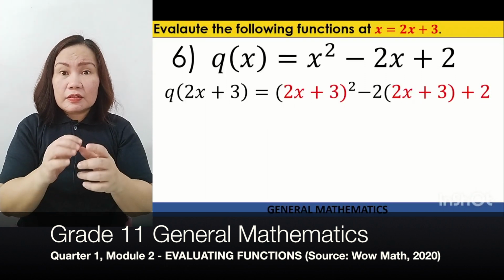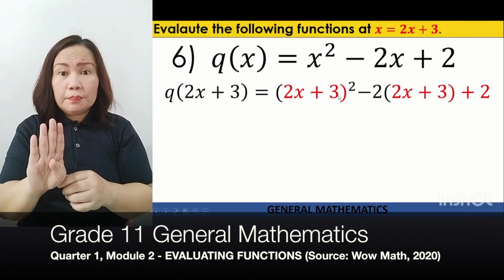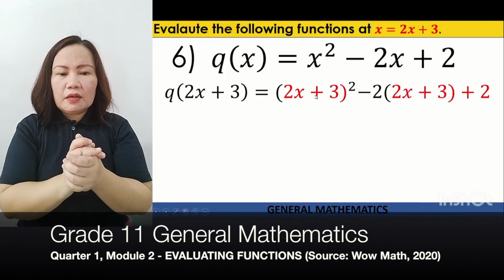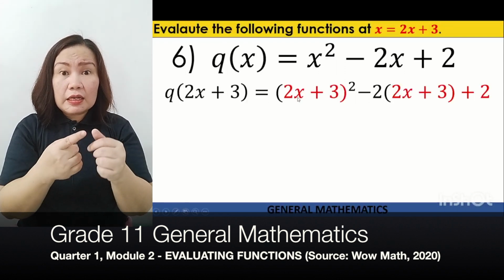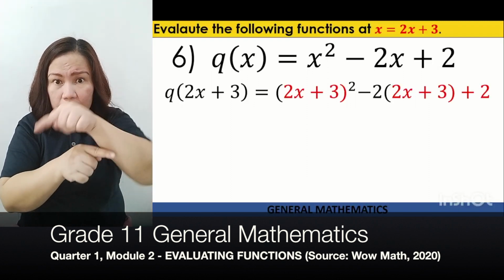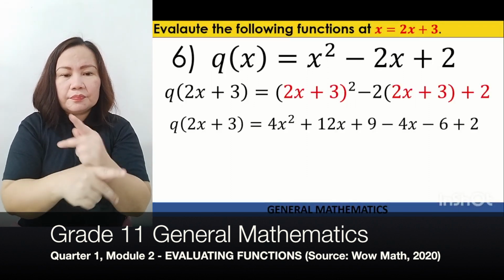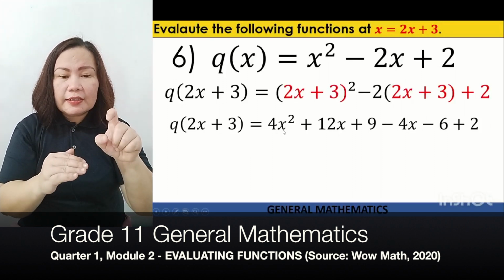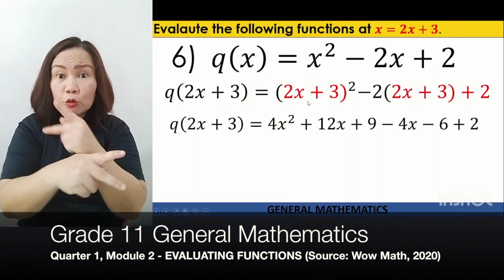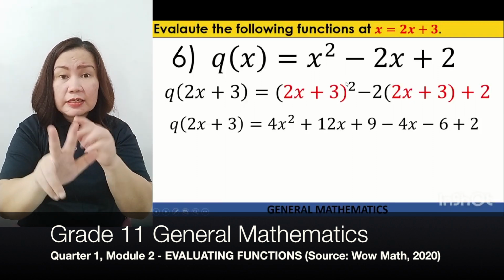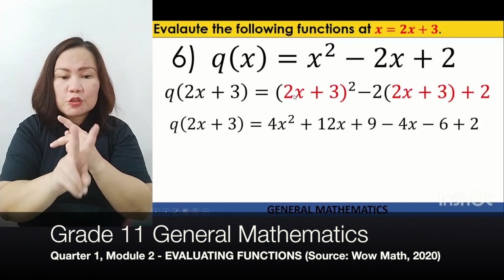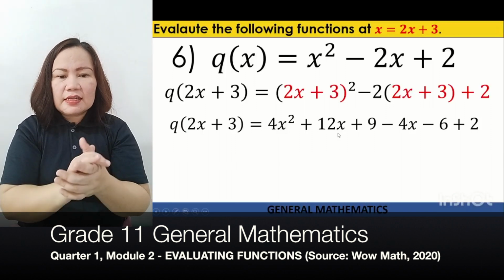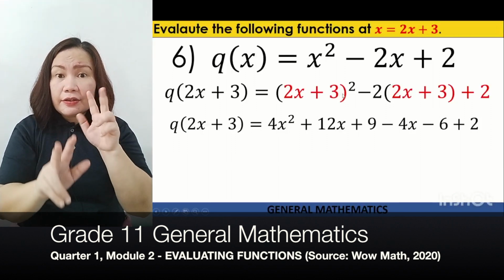This example is a square of binomial, so pwede nyo gamitan ng FOIL method. Ang unang gagawin dyan, we need to multiply first the first term twice. Magiging 2x times 2x, that is 4x squared. Tapos yung middle term niya, i-multiply natin yung first and last term, multiply it by 2. 2x times 3, 6x times 2, 12x. And then the last term, 3 times 3, that is 9.